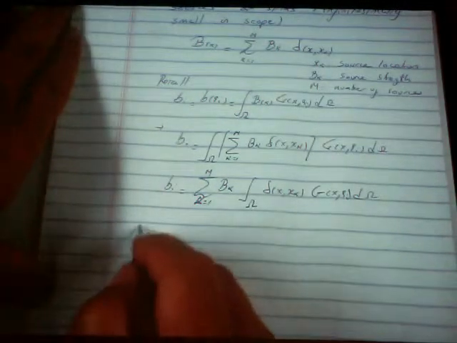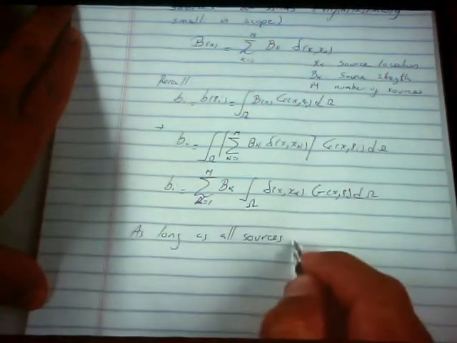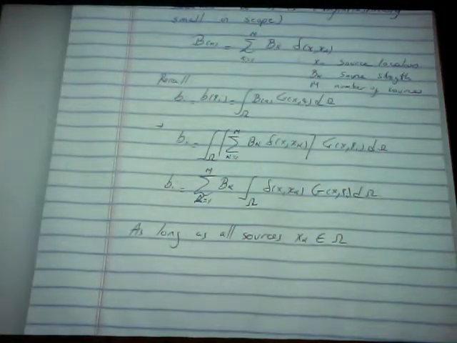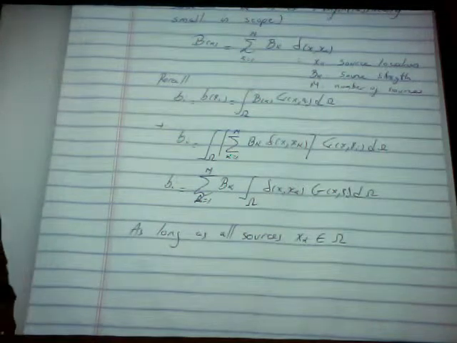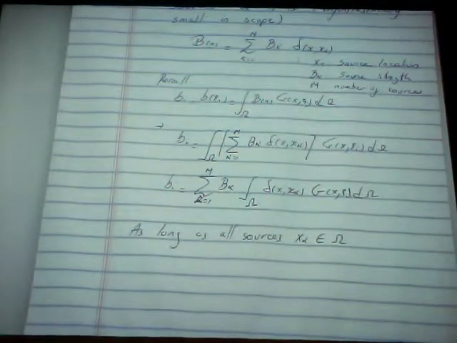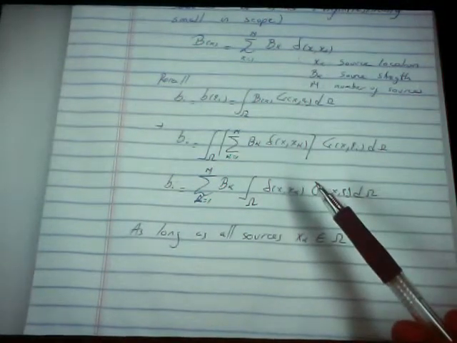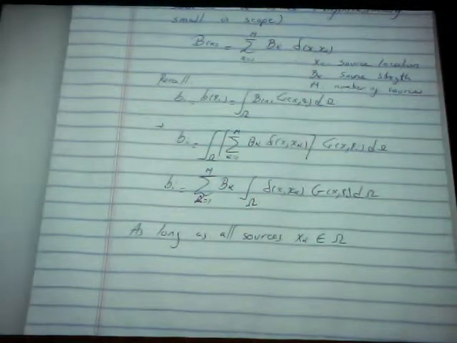Now, as long as all sources xk belong to the domain, which is obviously the case, since you are going to say there are this many distributed sources within the domain. So what is the answer of this domain integral? What is the integral of any function multiplying the Dirac delta function? The function evaluated at the source point of the Dirac delta function.